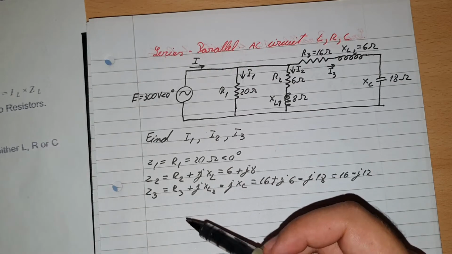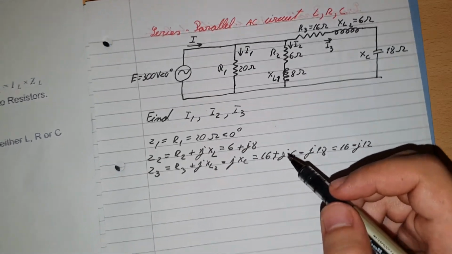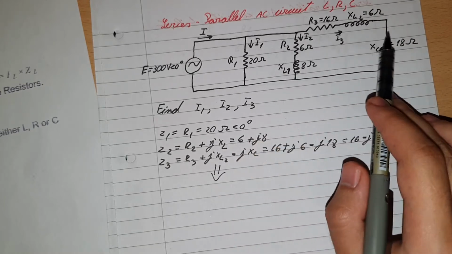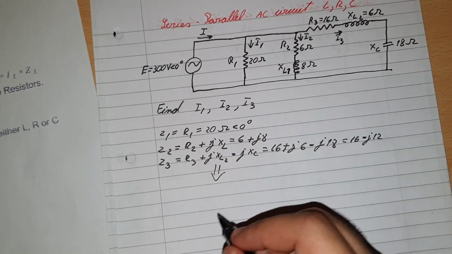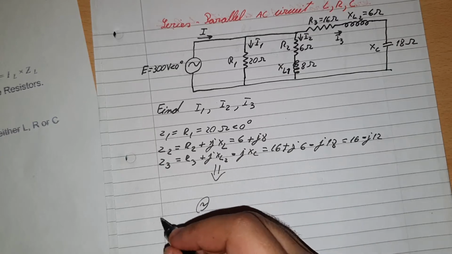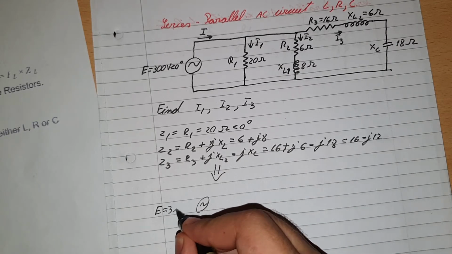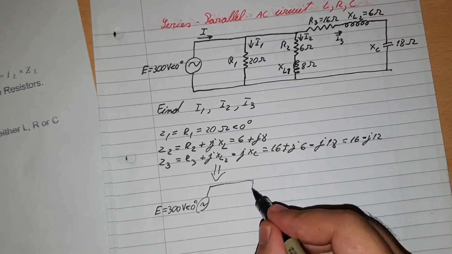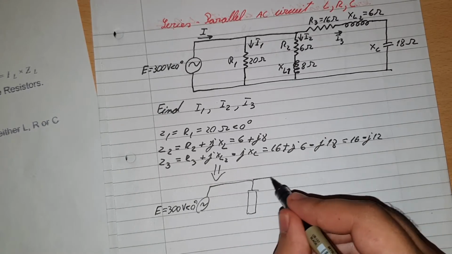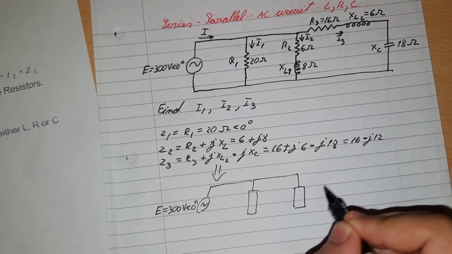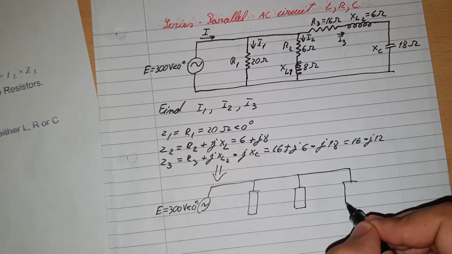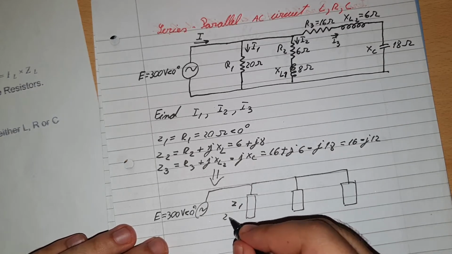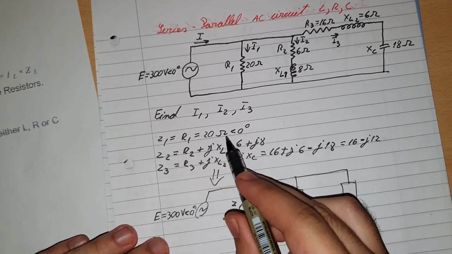But yeah, we can write it like this, and we can simplify the circuit again. Instead of having so many complex components, we can just say that there is a source, E equal to 300 volts at an angle of 0 degrees, and there is one rectangle here, one here, and one here. The values will be Z1, that will be 20 ohms at 0 degrees, which will be this one.